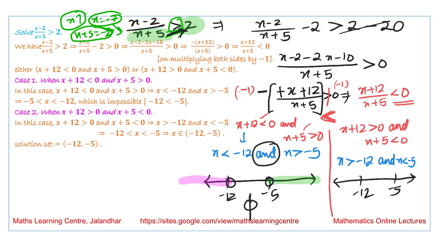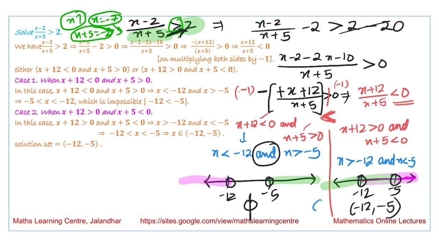And in this second case, we are saying x is greater than minus 12, x is less than minus 5. We are talking about this portion. Both these points are not included. The answer we have is minus 12 to minus 5.